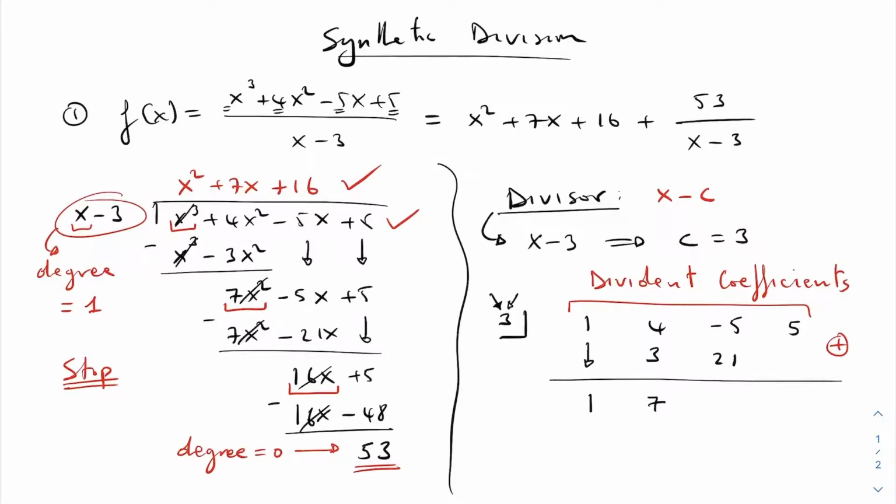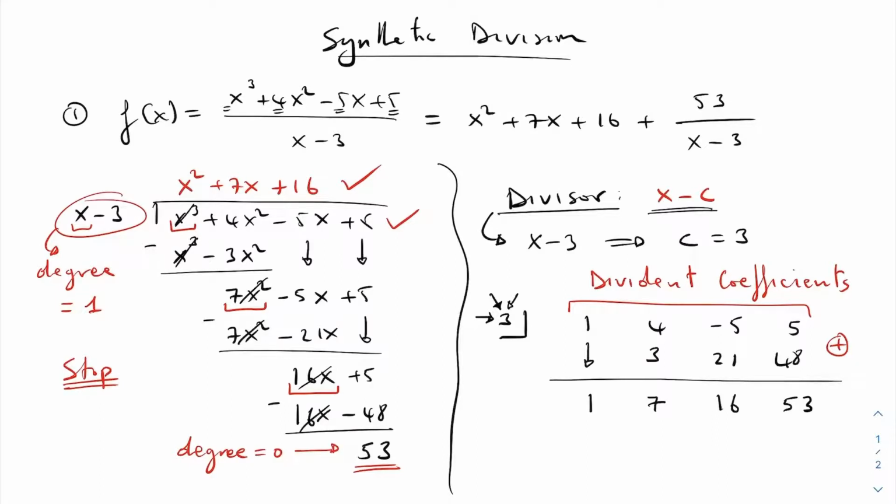Negative 5 plus 21 is going to give you 16. Then you can multiply 16 by 3 again, that will give you 48. And 5 plus 48 should give you 53. And so this is the whole process. It's very simple and quick, way faster than long division. But the caveat here is that your divisor has to be in the form x minus c.